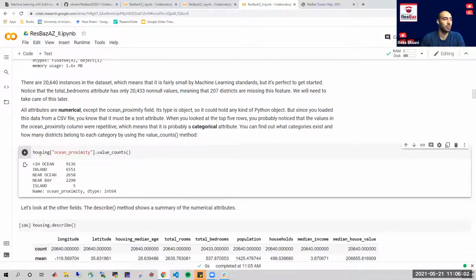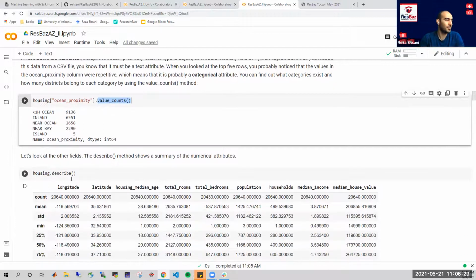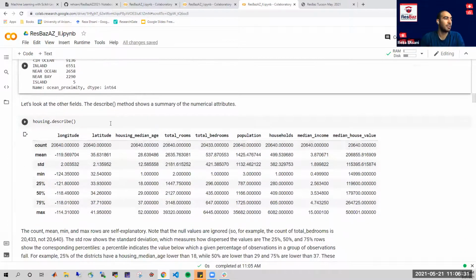So you just need to select the data frame, call the column, and then call the method value counts. And as you can see, there are about 9,000 districts where the distance to the ocean is less than 1 hour. There are 6,500 inland, 2,500 near ocean, 2,200 near bay, and islands are 5. Now let's look at other fields.